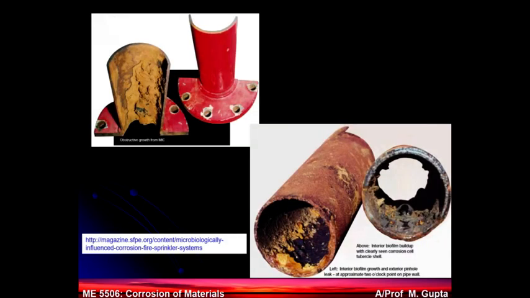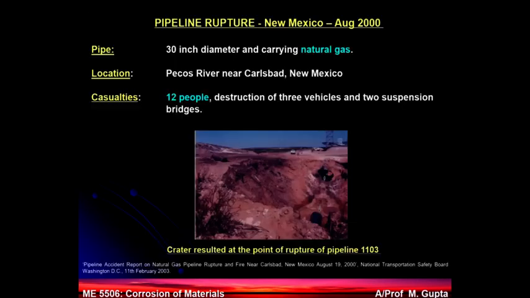Now here are some photos which show that inside the pipelines they can make colonies and keep building up on the colonies, and they can reduce the inside dimension of the pipe, making it more difficult for the liquid to pass. And in the meantime, they can also damage the surface, which I'm going to show in the next few pictures.